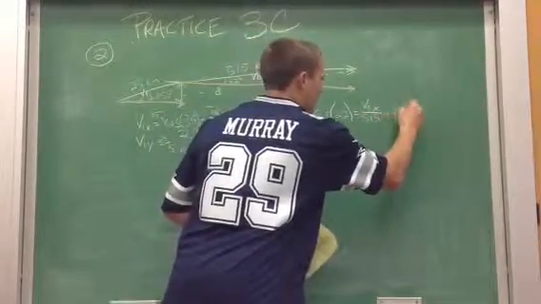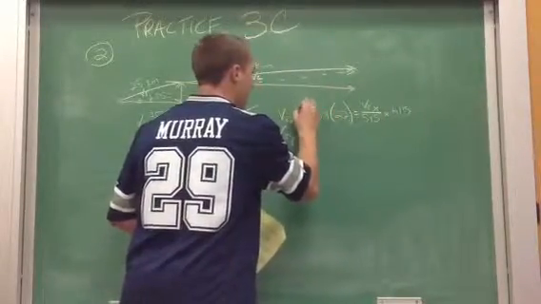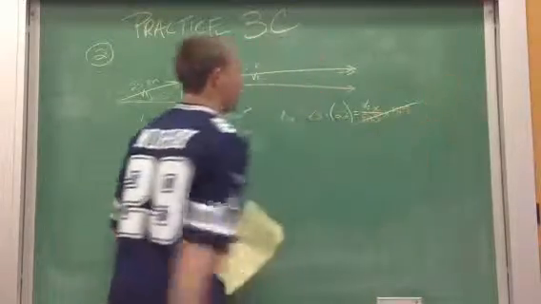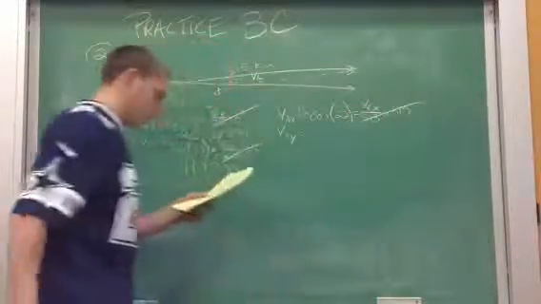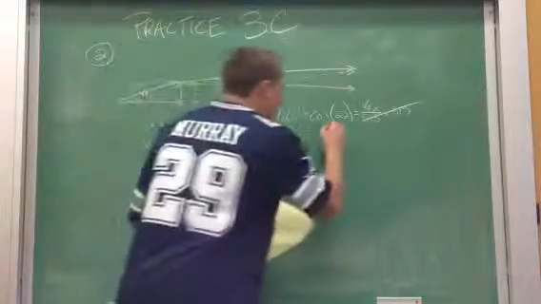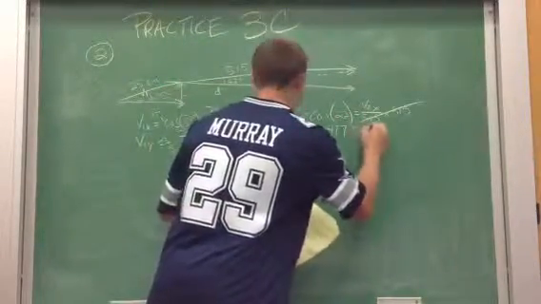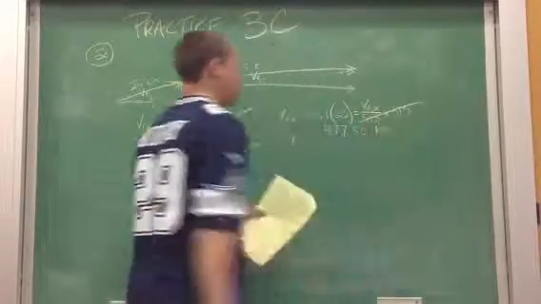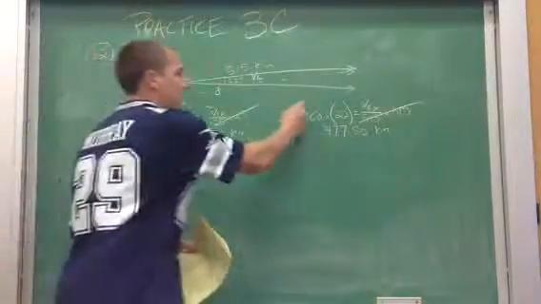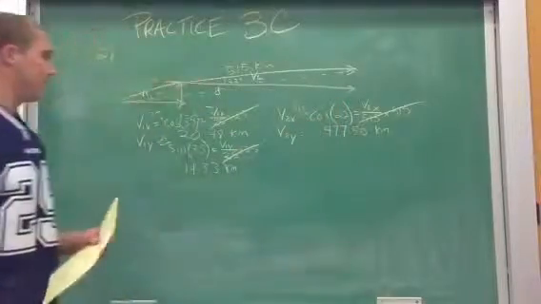Multiply both sides by 515. And then we get our answer for vector 2 sub x as 477.50 kilometers. So we took 515 times cosine 22.